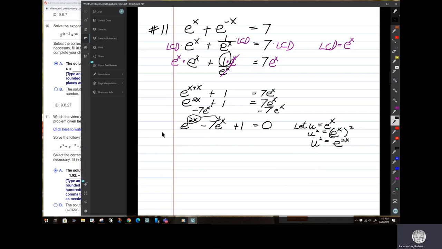So now we can write this as a quadratic equation and solve it. We can have this be u squared minus 7u plus 1 equals 0. Piece of cake, right? Okay. Now, there's a 1 in front of the u squared. I'm going to have to use the quadratic formula because there's no way I can use the typical factoring formulas to factor that. There are no factors of 1 that equal negatives that add up to negative 7. So a equals 1 and b equals negative 7 and c equals 1.